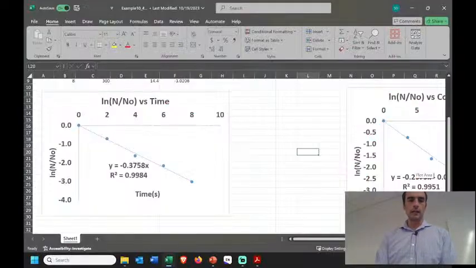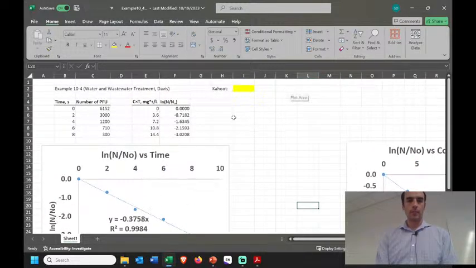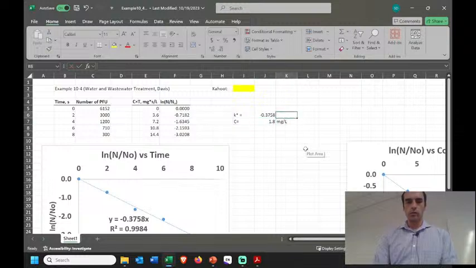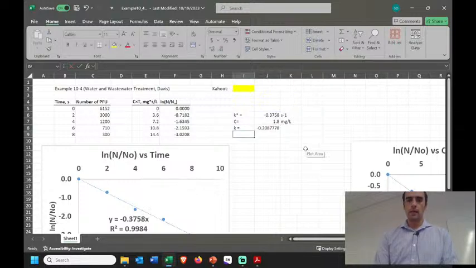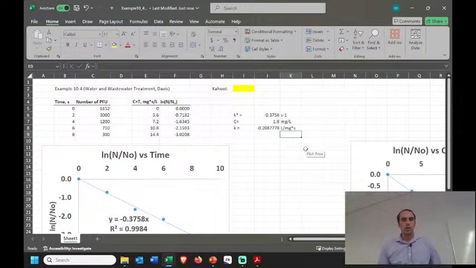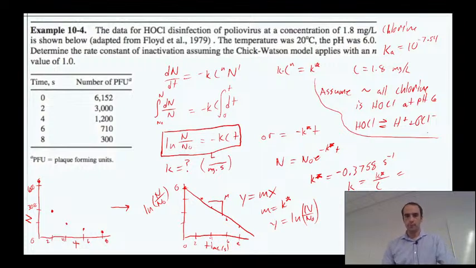And so we just need to take that. So if K star equals 0.3758 and the chlorine concentration is equal to 1.8 milligrams per liter, then K should be K star divided by that, and our units are going to be liters per milligram second. So the final answer there should be negative 0.209. And these will be the funny units, liters per milligram second.